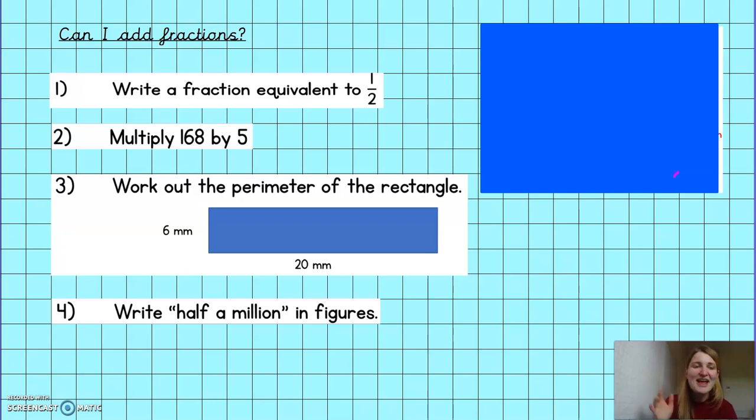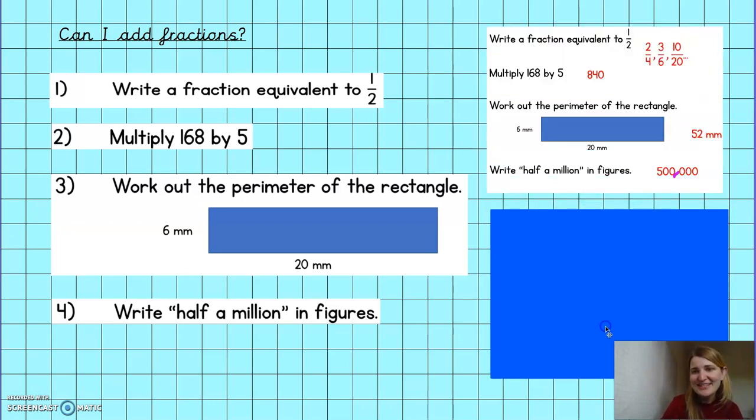So to begin with, if you want to warm up with your mental starter, please pause me and then I'll reveal the answers. Just quickly though, this top one, when it says fraction equivalent to a half, there's lots of possible answers. Just make sure you do the same to the bottom as the top. And for number 4, when it says write 500,000 in figures, that basically means in numbers. Pause me now.